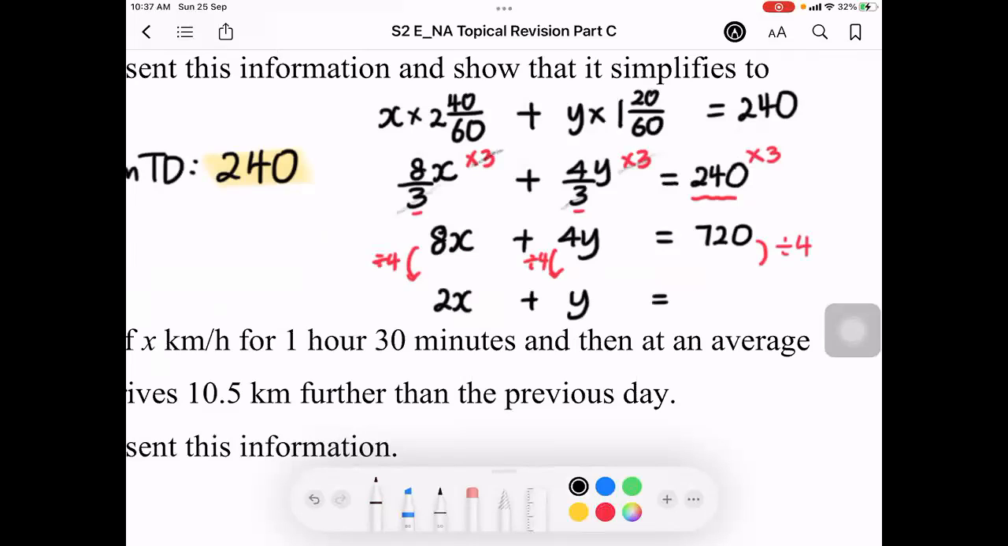720 divided by 4, 180. Show. So this is what they want me to show. Okay, show. Then this one, the correct answer.